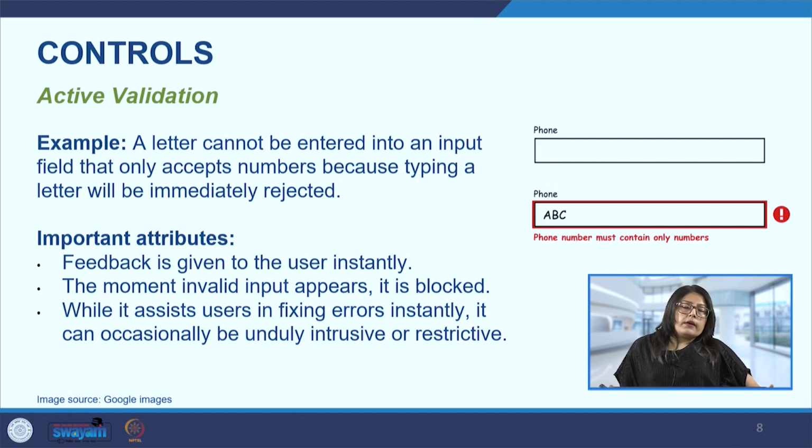So this is an example of active validation, wherein the minute the wrong information is entered, the system will just start showing the error. It will not allow the user to move further along. Although it is a good way to communicate to the user what they are doing wrong, sometimes it can be a little bit restrictive.